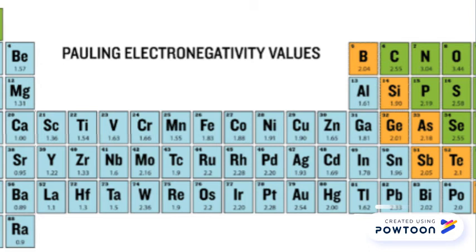Again, fluorine has the greatest electronegativity because noble gases are not included due to the fact that they have a full shell of valence electrons, 8 valence electrons, and cannot attract any more.